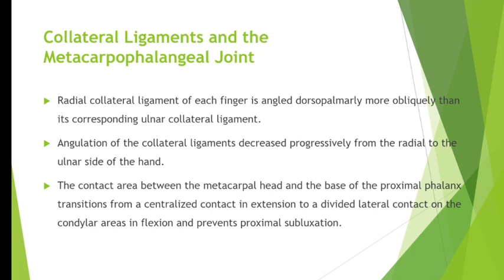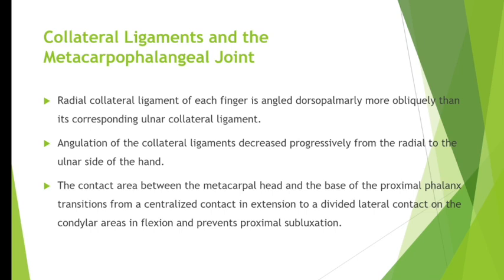The importance of collateral ligaments in the MCP joint is also immense. We all know that there are radial and ulnar collateral ligaments, but anatomically they are not positioned similarly. The radial collateral ligament is actually angled more dorsal and palmarly, more obliquely than the corresponding ulnar collateral ligaments. Also, the angulation of the collateral ligaments decreases if you go from the radial side fingers to the ulnar side fingers.